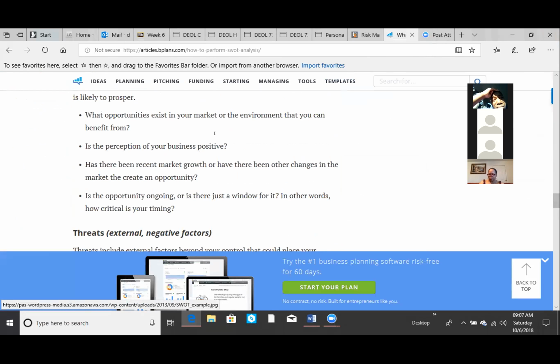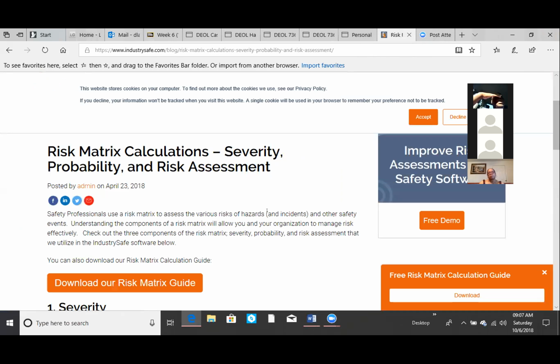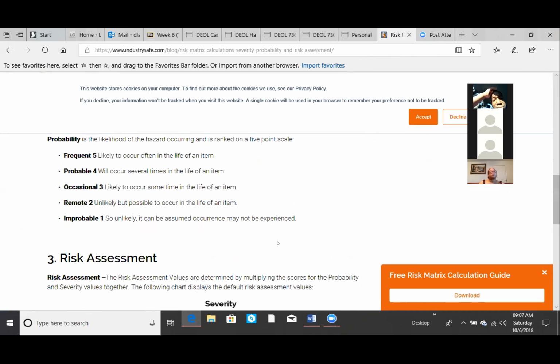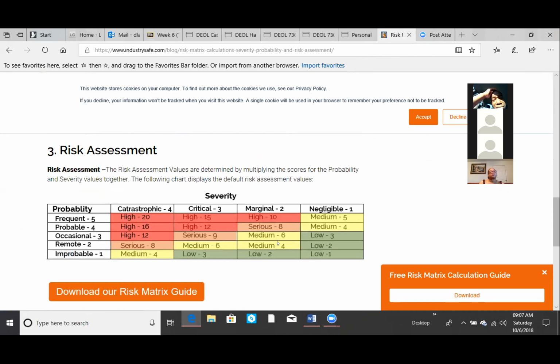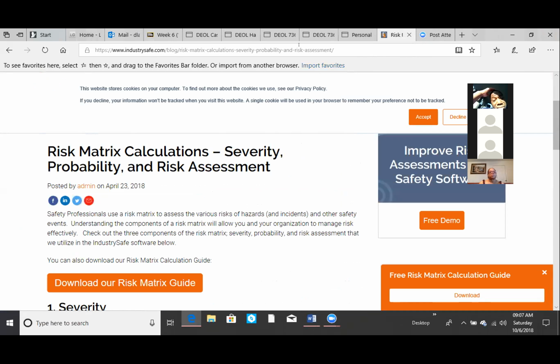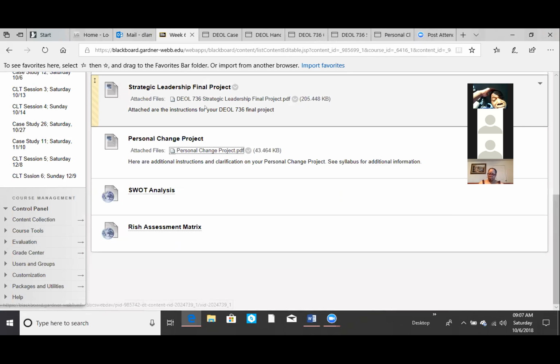I've got this article in there. This will help you when you're doing your risk assessment. I would recommend doing a SWOT analysis as part of that. And then you say to me, well, Dale, what is a risk assessment? I've got a good one here. It has 4 levels rather than high, medium, and low. It's got 4, but you can adapt it, and there's your probability, and there's your matrix. I've included both of these in this week's Blackboard, as you can see.